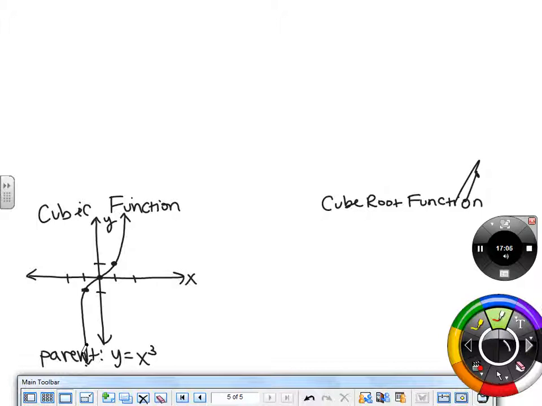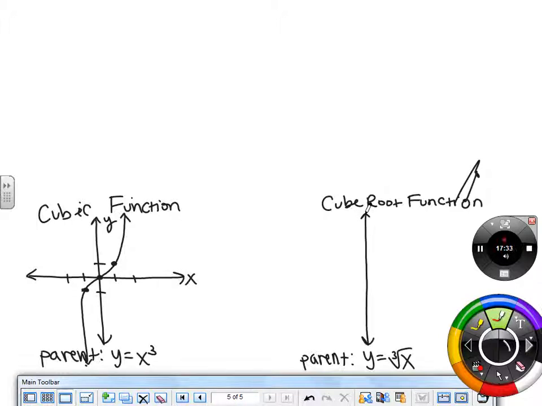All right, so why do you think I put the cube root right next to the cubic? Good. So the parent function is going to relate to the cubic like it is to the quadratic. So we had x squared and then the square root of x. Here we have x cubed, and now we're going to look at the cube root of x. Okay.